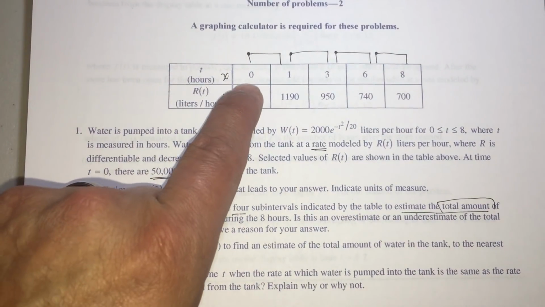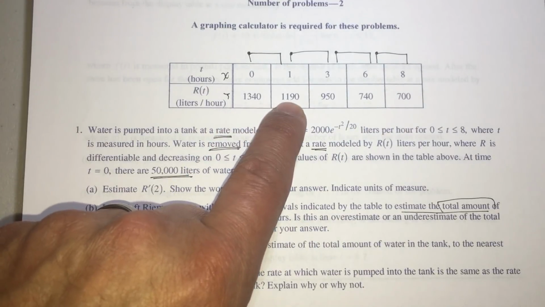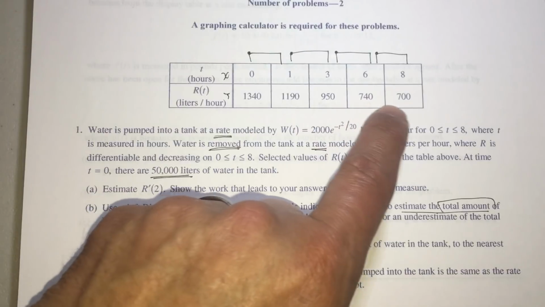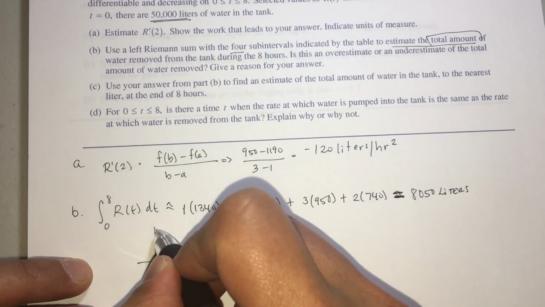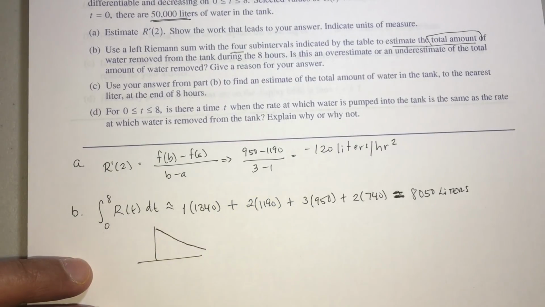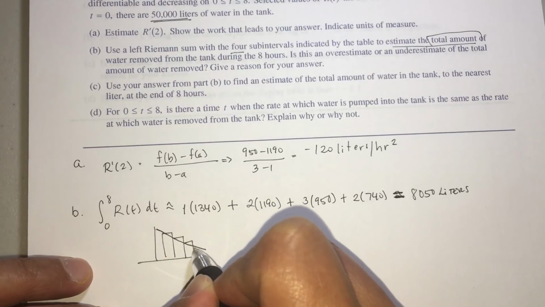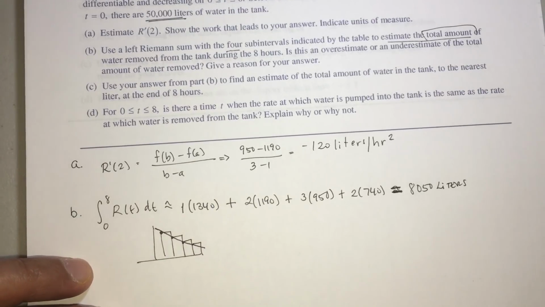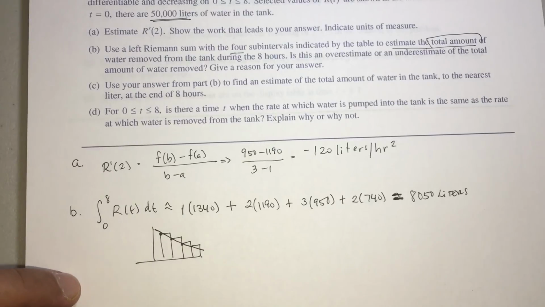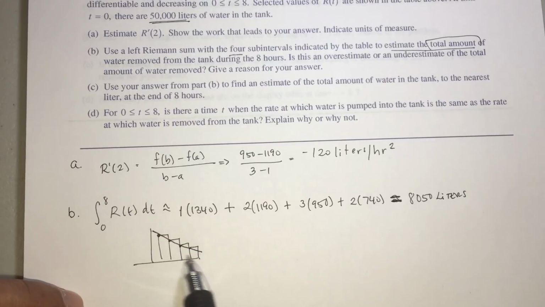And you notice, look at 1, 3, 6, 8. We start off with 1340, and then it goes lower and lower and lower. So this guy, think about it like this, is doing this. Okay, if I make rectangles, and they're left hand, that means the left corner is touching the graph. That means this is an overestimate, because the graph is going to be under the rectangles.